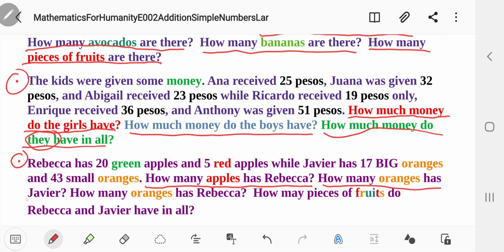How many oranges has Javier? It didn't specify if it's big or small orange, but only how many oranges has Javier. The next question is, how many oranges has Rebecca? Does Rebecca have oranges? Or the last question is, how many pieces of fruits do Rebecca and Javier have in all? So I think that it would be easy for you to answer those questions since you already know addition.